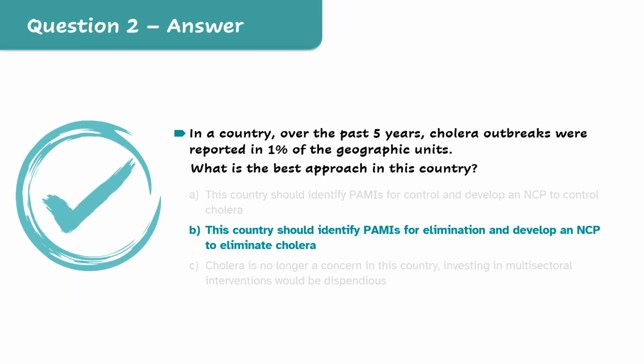The correct answer is B. Since cholera outbreaks were reported in less than 5% of the geographic units over the past 5 years, this country should identify PAMIs for elimination and develop an NCP to eliminate cholera. Cholera remains a concern and a threat as long as vulnerability to cholera remains.